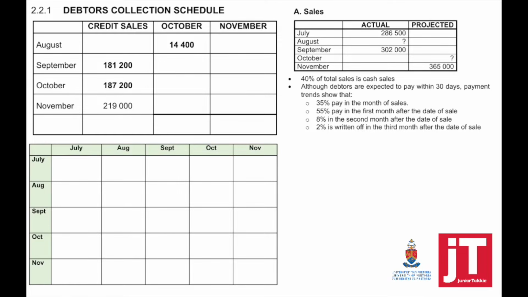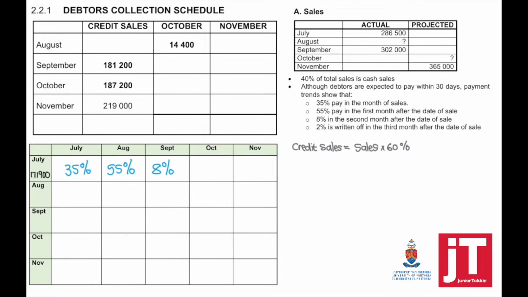So where do we start now? We start first by finding out the credit sales. To find out the credit sales, if 40% is cash, it means that 60% is on credit. So every time you want to calculate the credit sales and they provided the total sales to you, you're going to times that by 60%. Starting in July, we're going to take the total sales times 60%.